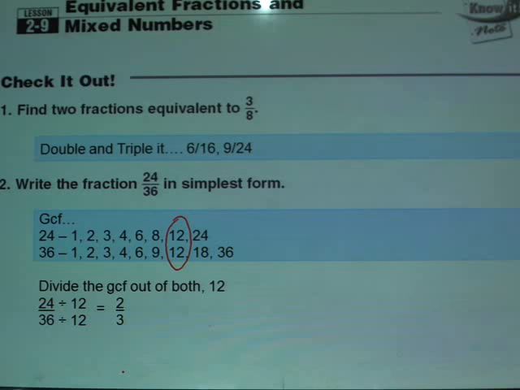So now I'm going to divide 12 out of both the numerator and the denominator. 24 divided by 12 is 2. 36 divided by 12 is 3. 2/3 is the simplest form of 24/36.